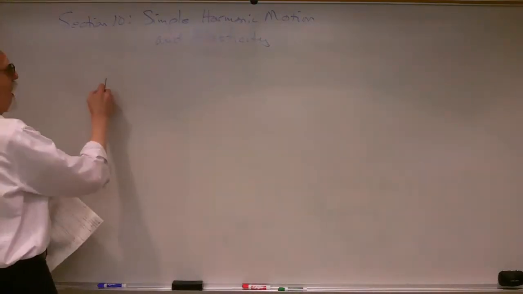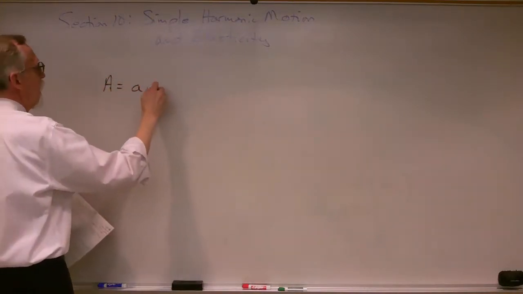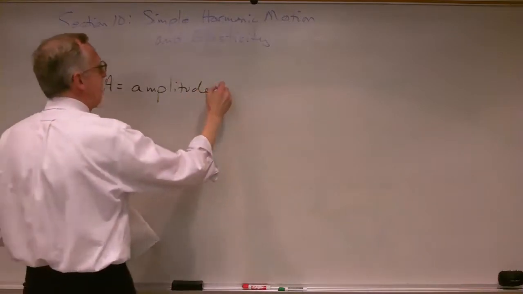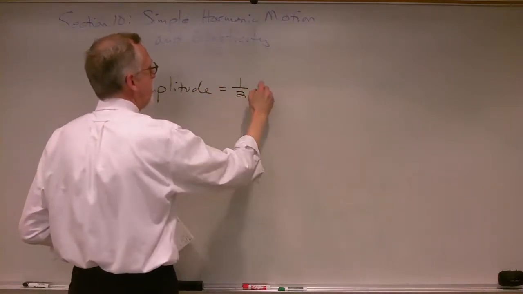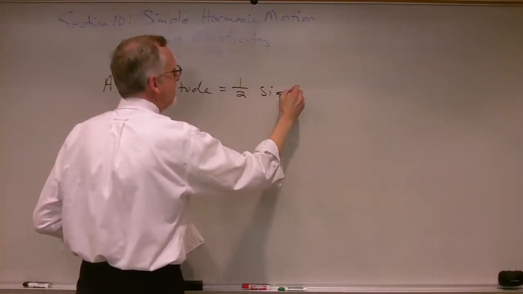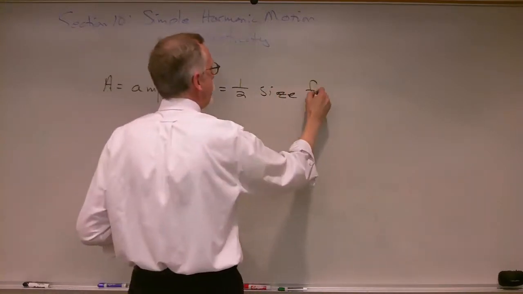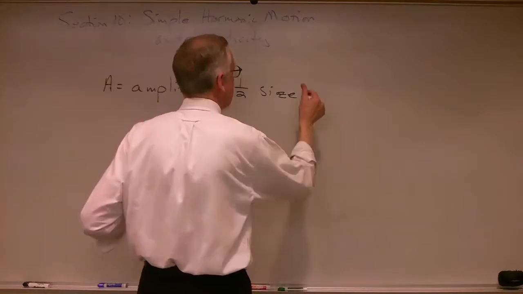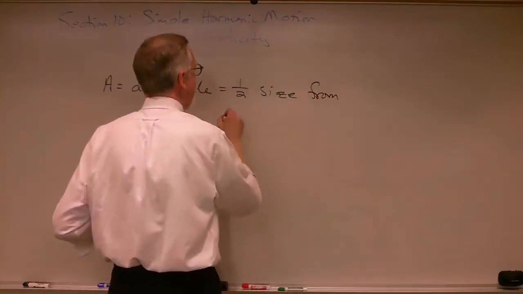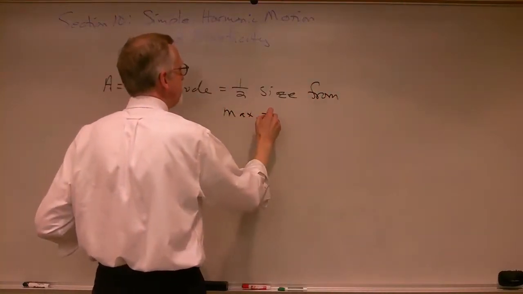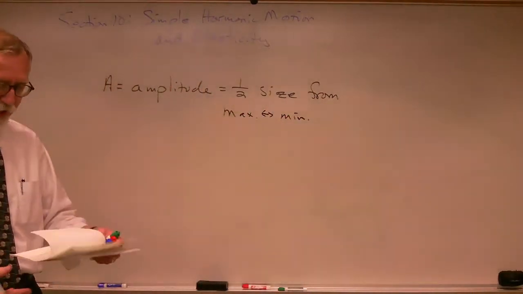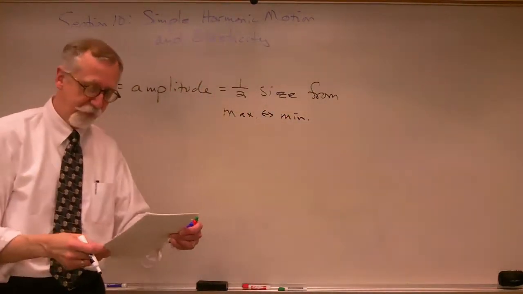All right, so let's remember A is what we will call the amplitude of the motion, and that is 1/2 the size of the motion, you might say, from the maximum displacement to the minimum displacement. So it's 1/2 of that overall distance.